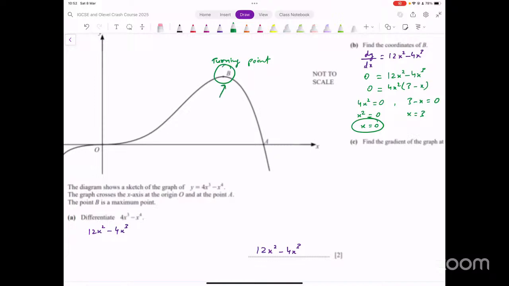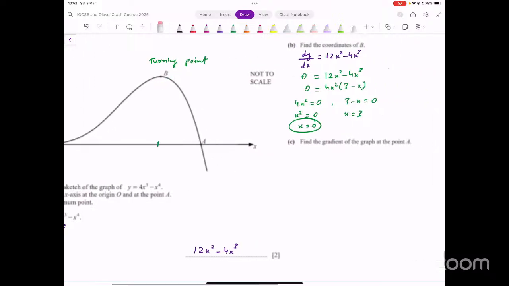Does the x coordinate of B look like 0? It's not. It's some positive value, right? 0 is this point. That's not what we're looking for. We're only looking for the point B, so we only consider the positive value. We say x is equal to 3. That's the x coordinate of B.